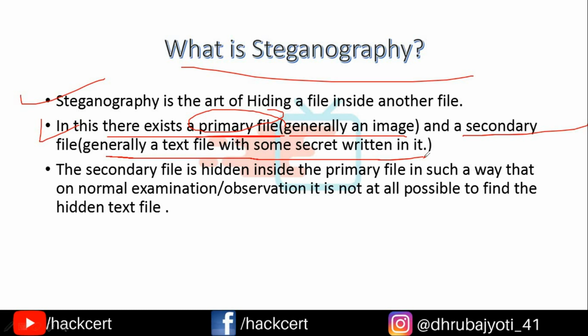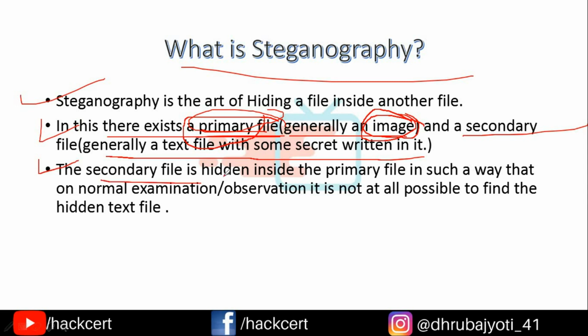Now in this scenario we are considering the primary file to be an image, but it's not the case in every instance that the primary file is an image and the secondary file is a text file. It can be anything. The primary file can be an image, a text file, or a video game file, and the secondary file can also be anything. But in most cases, the primary file is generally an image and the secondary file is generally a text file with some secret written in it.